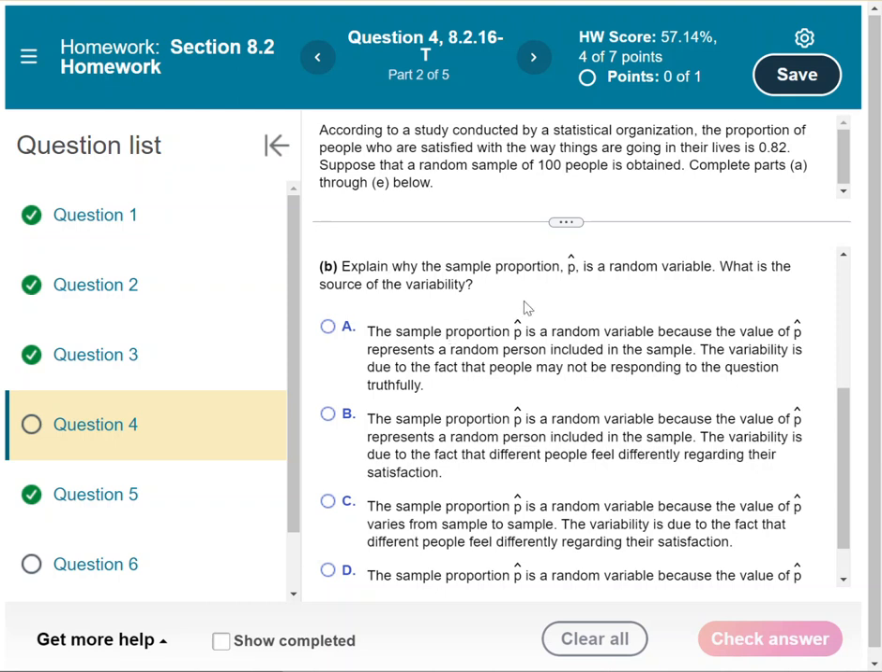Explain why the sampling proportion p hat is a random variable. What is the source of the variability? So it is a random variable because if you look at several samples of 100 people, you would expect that the sample proportion is going to be a little bit different. It's going to vary. And so that would make it random.